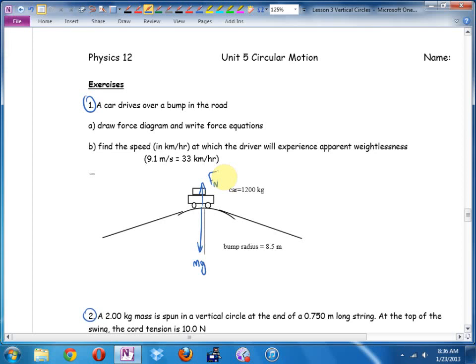Can you read it to me, please, Brett? Find the speed in kilometers an hour at which the driver will experience apparent weightlessness. What's apparent weightlessness? That's a condition. And that condition, when you are apparently weightless, when do you feel apparently weightless? Yes. When the normal force is 0.